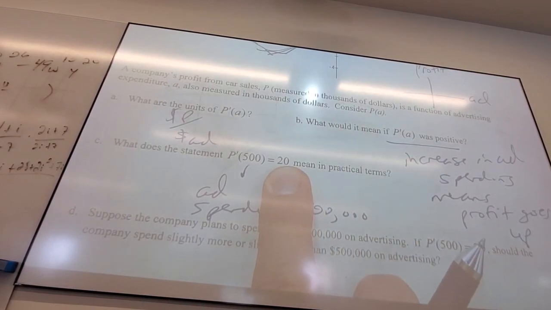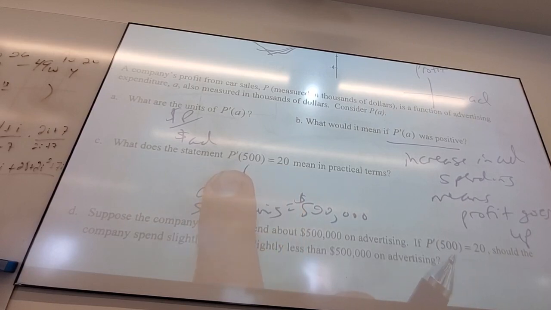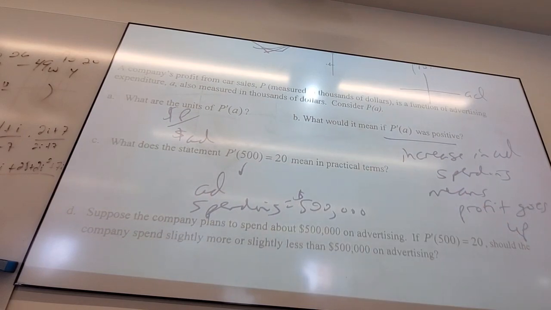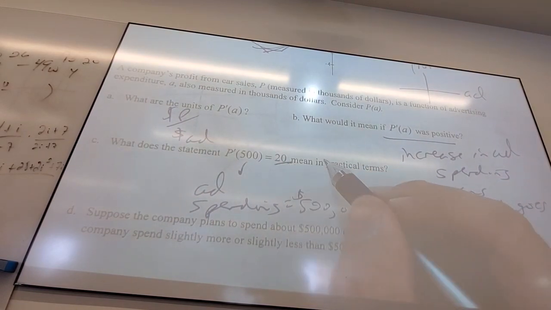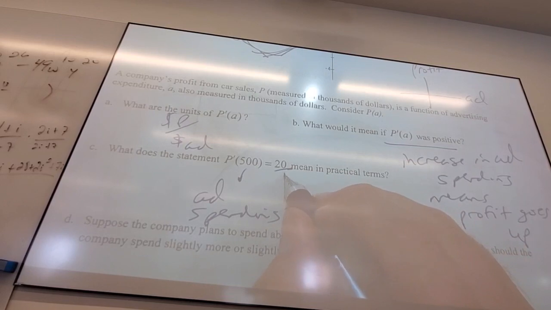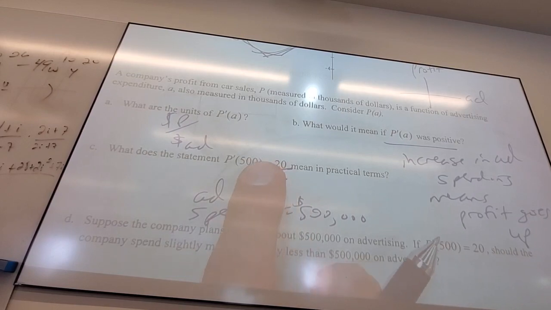The rate is increasing. Slope is 20, so my profit would go up by 20,000 if I increase my ad expenditure by 1,000. Let me make sure you guys are ready. What are the units on this? 20,000. What are the units? $1,000. Profit over ads. So if I increase, what's on the bottom? Is it 1? So I increase my advertising spending by $1,000. I predict my profit to go up by $20,000.